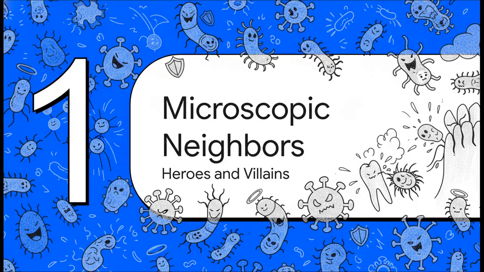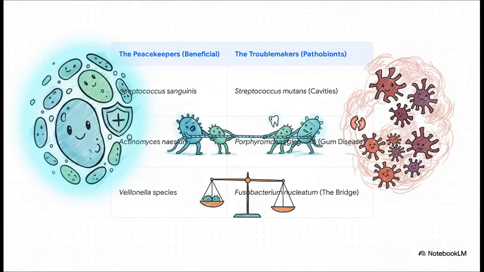So to really understand this ecosystem, you've got to meet the residents. Let's get to know the main characters in this story, the microscopic heroes and, well, the villains that are constantly fighting for control inside your mouth. Now hold on, because this isn't some simple good versus evil story. Over on the left, you've got the peacekeepers. These are beneficial bacteria that work to keep everything stable and healthy.